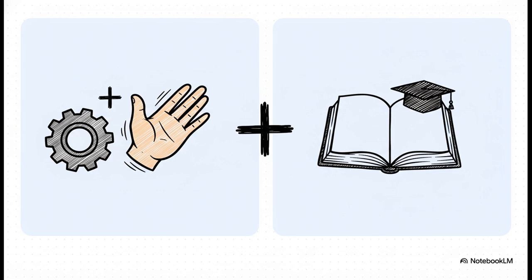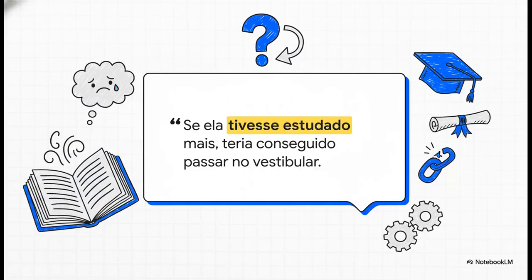First, you take the verb ter, meaning to have, and you put it in that imperfect subjunctive we just learned. So it becomes tivesse. Then, you just add your main action, like estudado, for studied. You're literally just piecing together if I had and studied. And this is why it's so powerful. Se ela tivesse estudado, if she had studied. This paints a picture of a past that never happened. It expresses a regret, a situation that's the opposite of what was real. This is your ultimate if-only tool.